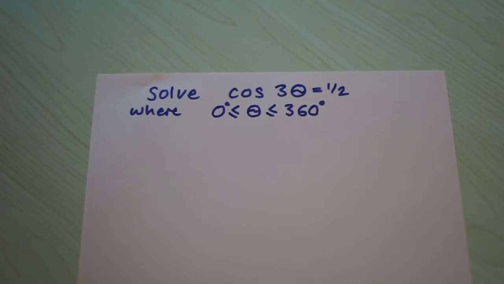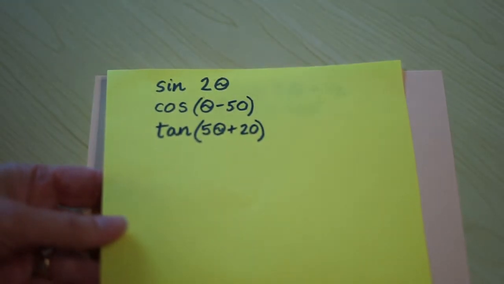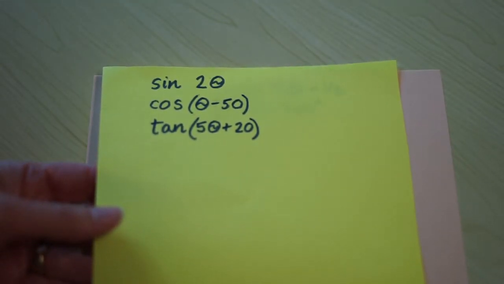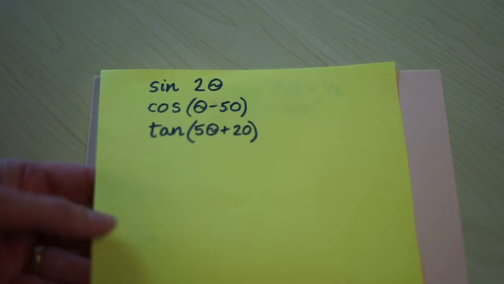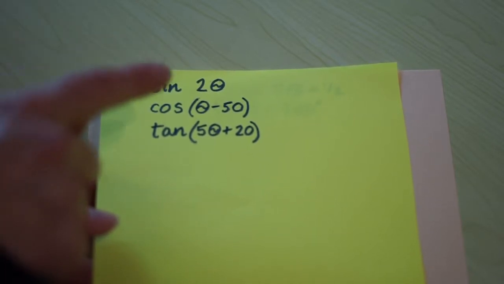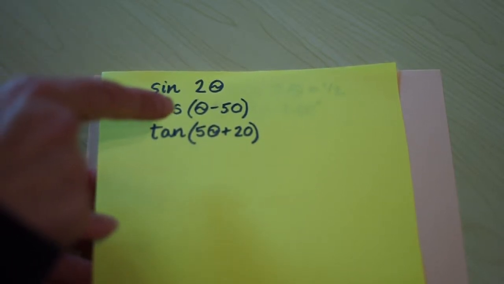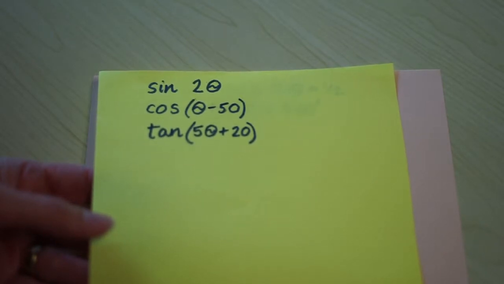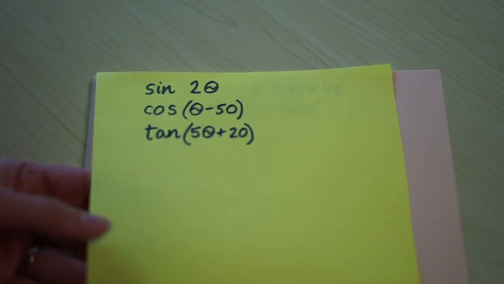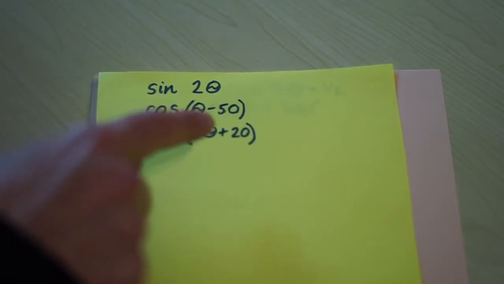Hello, here's a video to show you how to deal with a trig equation that has a compound angle. Let me show you examples of the type of thing that I mean by compound angle. So not just a straightforward theta, either a multiple of theta or theta added with a number adding onto it or subtracting from it, or a combination of both.